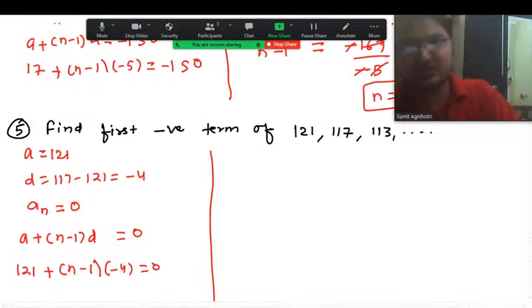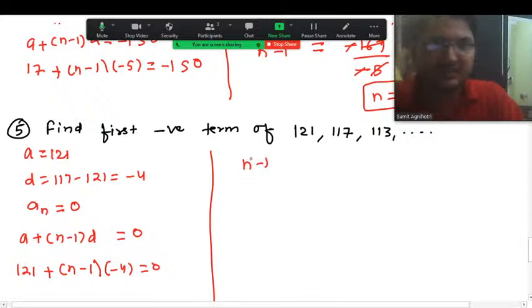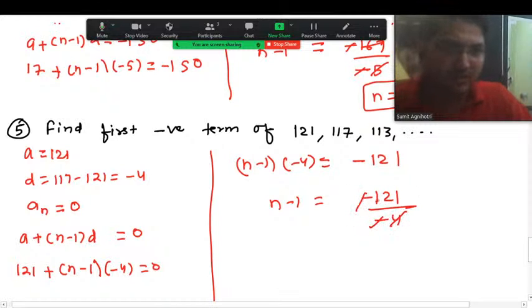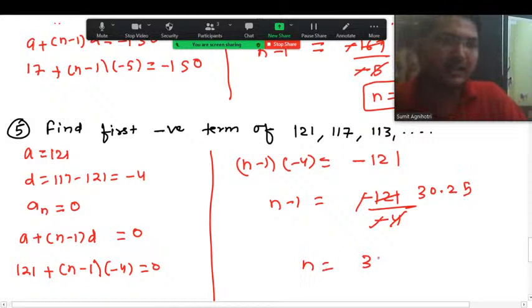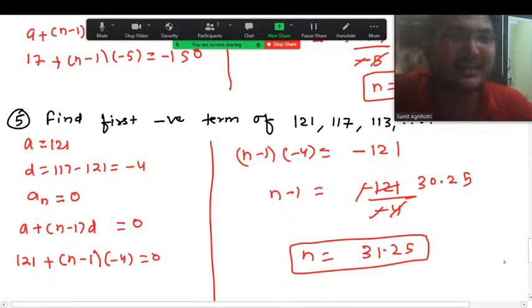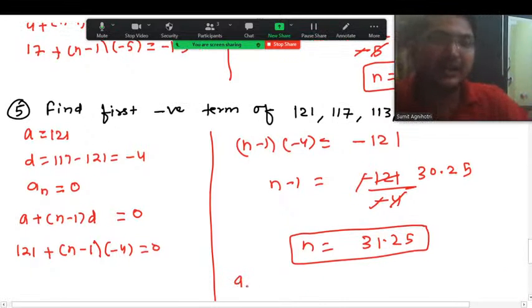Further, to solve it, we can shift 121 towards the right side, and we will get minus 121. Now I will divide it by minus 4, and it will be 4 3s are 12, 4 2s are 8, 4 5s are 20. I got 31.25. Can any term be in this form? No. That means no term is 0, but one thing is very much clear. What is that thing? 32nd term is the first negative term.